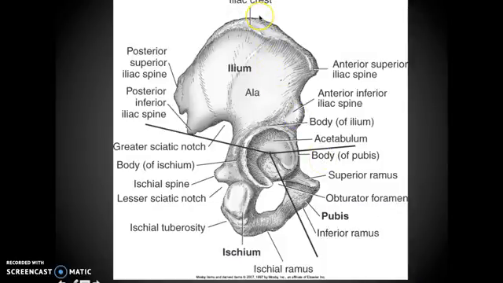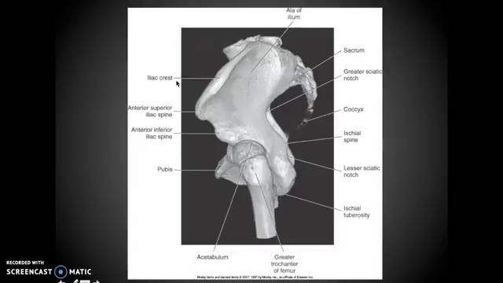Looking here at the iliac crest, we have the ala, anterior superior iliac spine, anterior inferior iliac spine, the body of the ilium, the acetabulum, the body of the pubis. We have superior ramus, the obturator foramen, the pelvis, the inferior ramus. We have the ischial ramus with the ischium and the ischial tuberosity. So the lesser sciatic notch, the ischial spine, the body of the ischium, and here's your greater sciatic notch with your posterior inferior iliac spine and your posterior superior iliac spine.